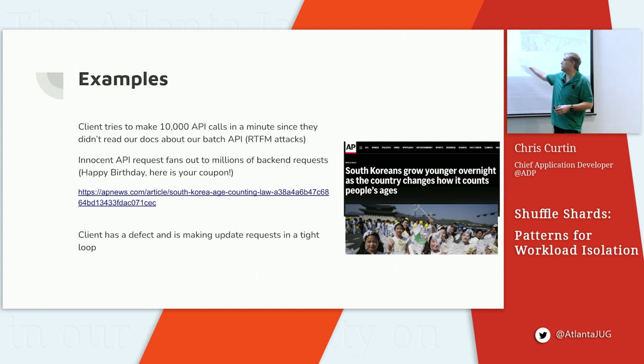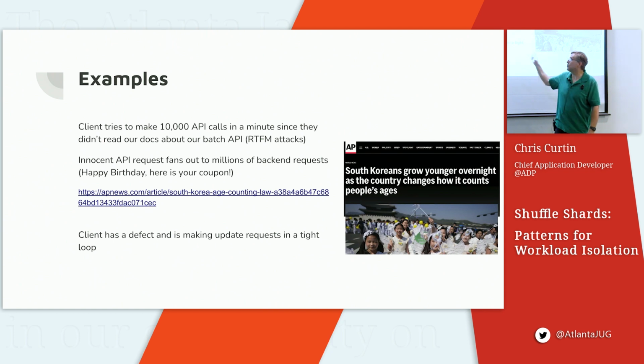And the last one is one of my favorites that happened a lot. A client has a defect and they basically go into a tight loop, right? So all three of these are, one's a bug on their side, one's just wow, something weird happened in the world, and the first one is just silly clients. All three of these could have taken your entire system down. And when you're trying to figure out what's going on, you probably will have no idea where to start.